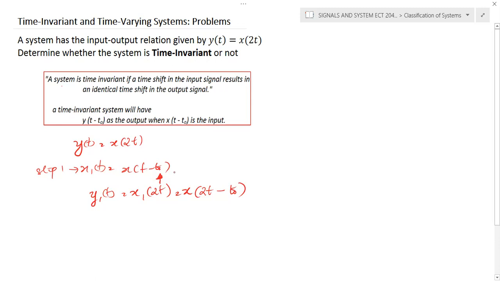The given signal is shifted. So the shift portion is minus t0. So only apply shift on the given signal. So here y1 of t is x of 2t minus t0. This is equation number 1.